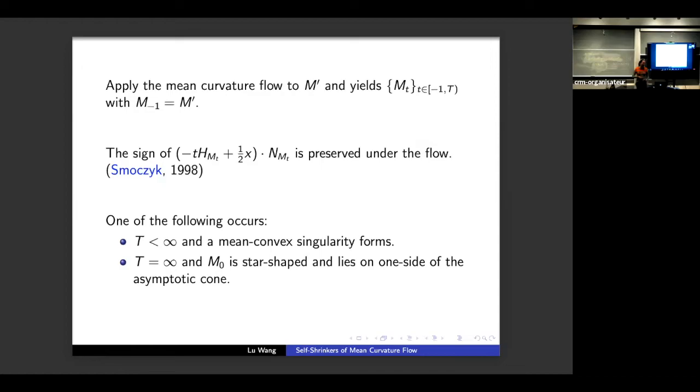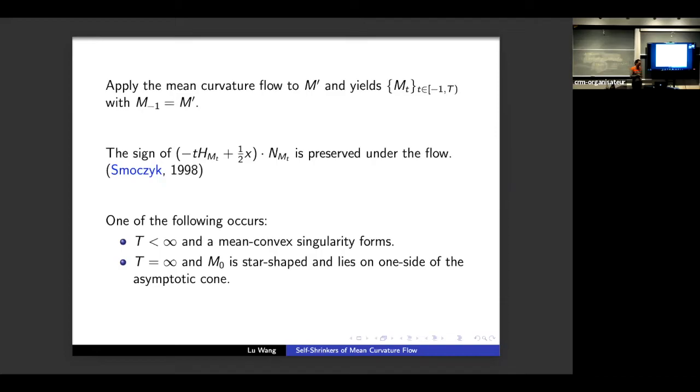So in this t equal to infinity case, the flow doesn't develop a singularity. Then M prime, which is the minus one time slice, topologically speaking is the same as M_0, which has to be a disk as well. And hence M, because it's some small perturbation of M prime, is also a shrinker which is a topological disk. And then Brendle's classification theorem tells you that it has to be flat, which is a contradiction, right?